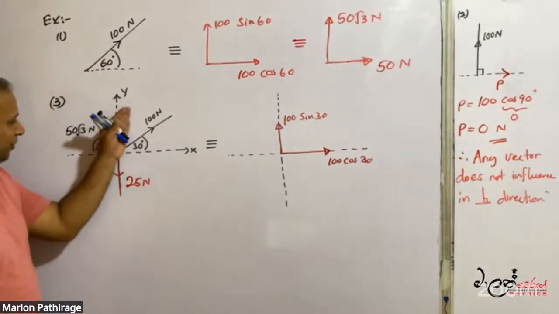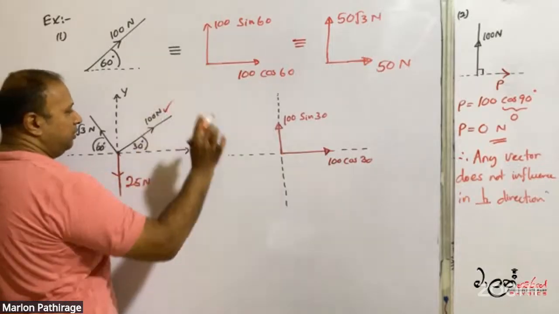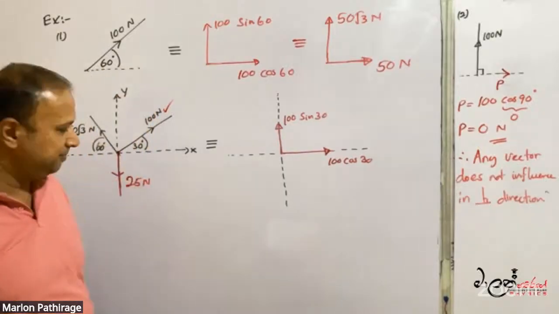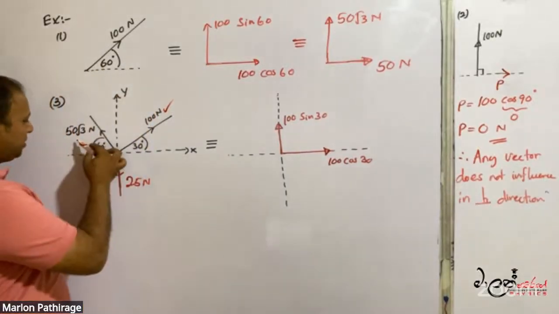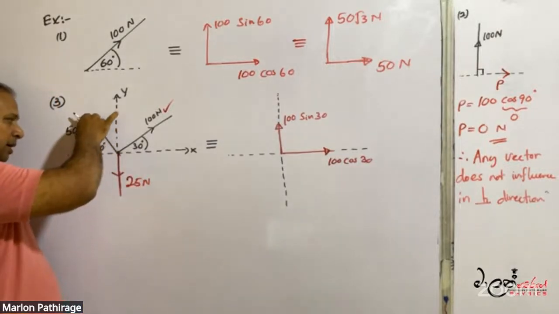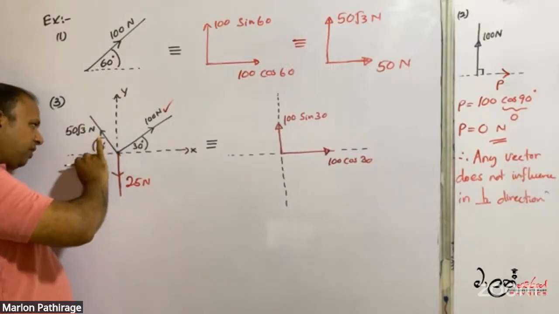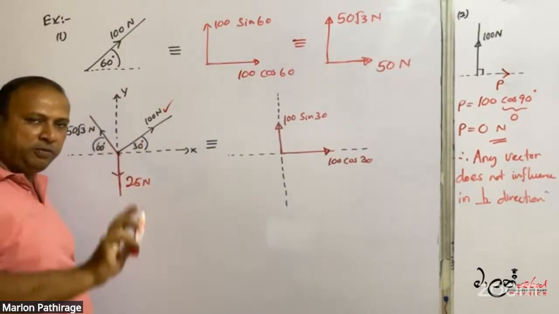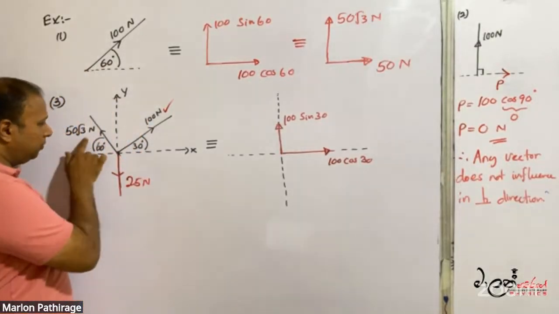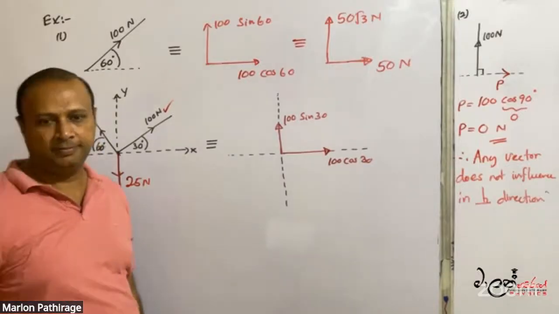Once you have resolved the 100 Newton force, you can remove it. Then resolve this second vector into x direction and y direction. If you resolve this vector, 50 root 3, into x direction, what would be the component?